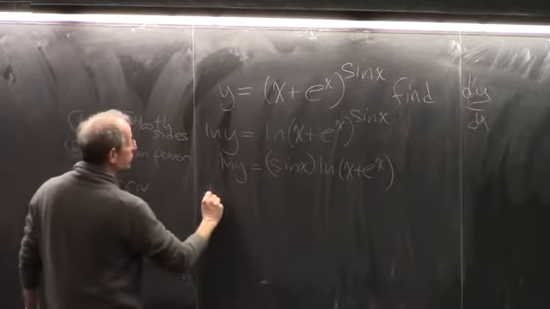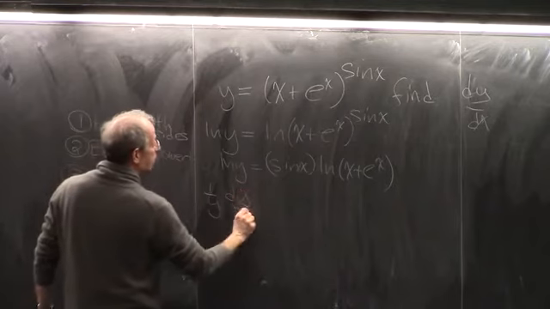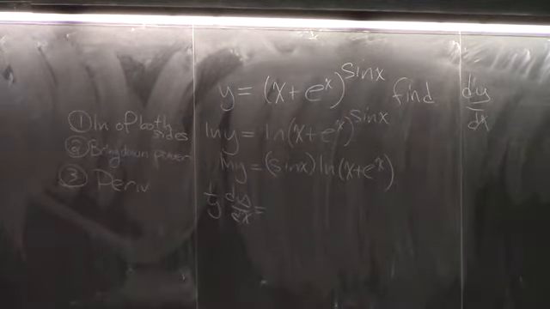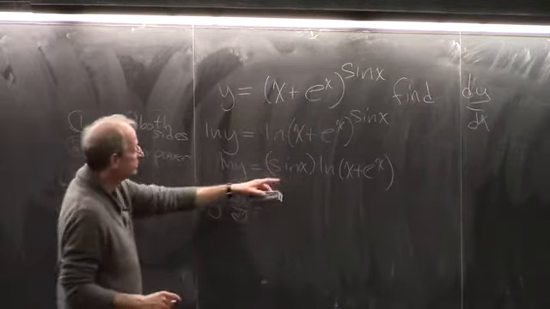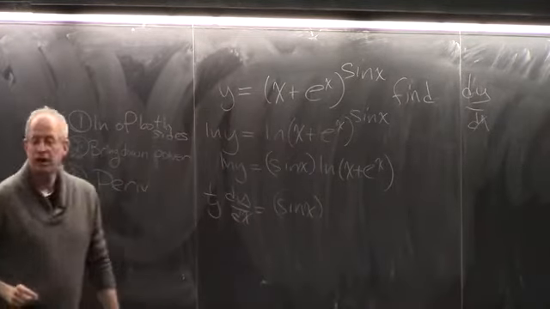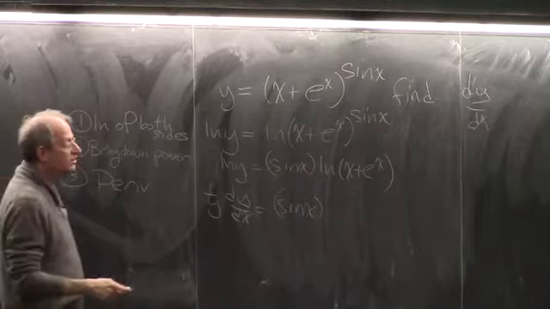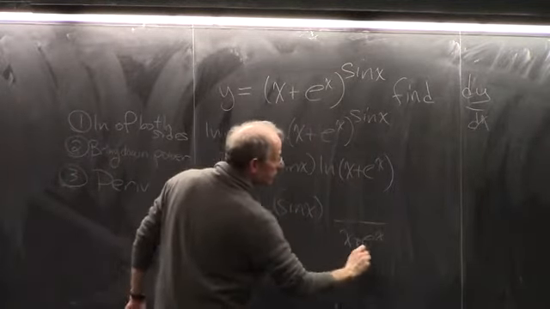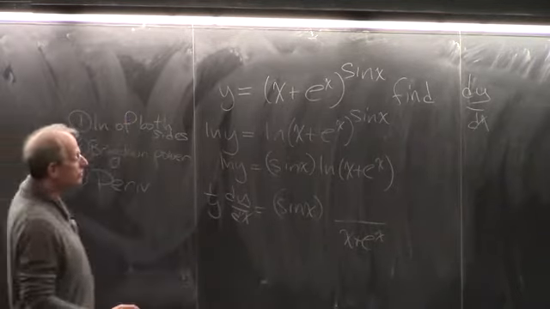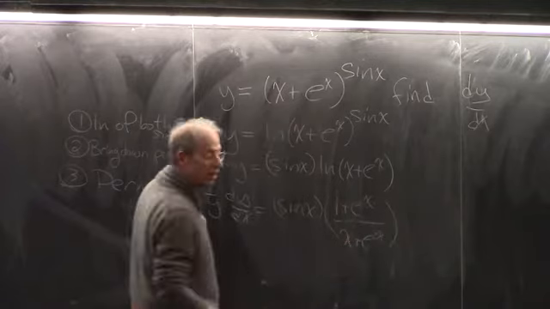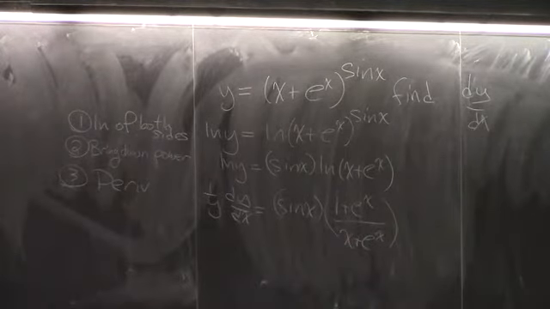So the left side is going to be 1 over y, dy dx. It's always 1 over y, dy dx. So you take the derivative of y. On the right side, you need the product rule. So it's sine x times the derivative of log of x plus e to the x. So anytime you have the derivative of log of a function, you take the function and put it at the bottom of the fraction, you take the derivative and put it at the top of the fraction. Okay? Function at the bottom, derivative on top.